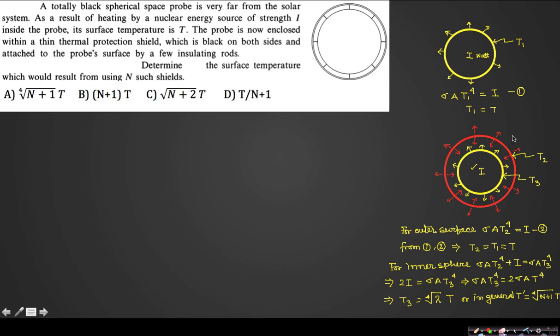If you use n such enclosures, then for one enclosure I have got 2 inside the fourth root. For n such enclosures, inside the fourth root I will get n plus 1. So that should be your answer.